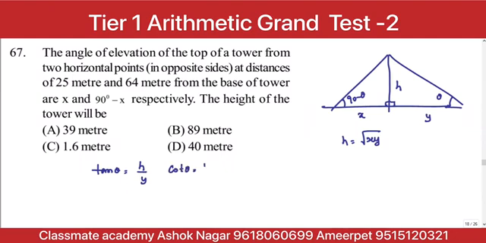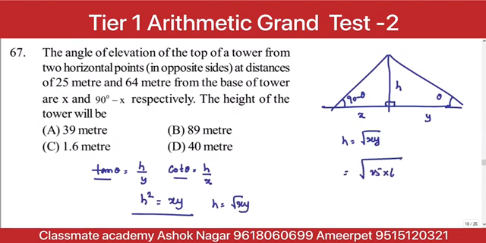What is tan 90 minus theta? Cot theta is h by x. Multiply both of them. Tan theta into cot theta becomes 1. H square by xy is equals to 1. Therefore, h square is equals to xy. H is equals to root over xy. So root over 25 into 64, which is 5 into 8. 40 meter. The moment you see the angles are complementary angles and given height is h, h is equals to under root of x into y.